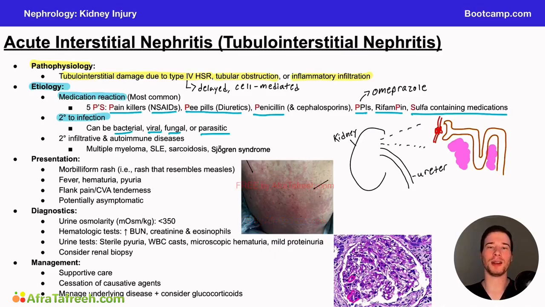acute interstitial nephritis. And the last one I want to talk about here is that this can also be secondary to infiltrative and autoimmune diseases. Some of the classic ones they might ask about include multiple myeloma, lupus or systemic lupus erythematosus, sarcoidosis, and Sjogren's syndrome.